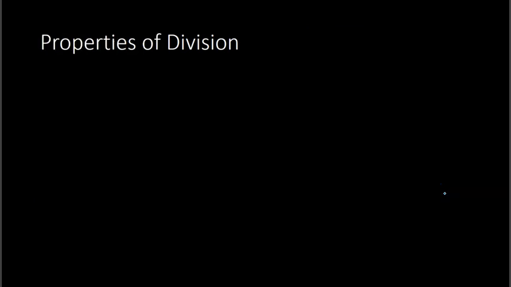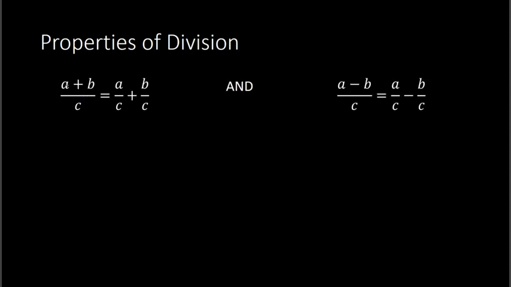And one last thing with division, if you have a fraction, so here we see a fraction and the numerator has a plus or a minus sign. What I can do is break up the fraction. So I can break it up so I have a over c plus b over c. I can create two fractions with this. And same thing with subtraction. If I had a minus b over c, I can break it apart into two fractions where we have a over c minus b over c.